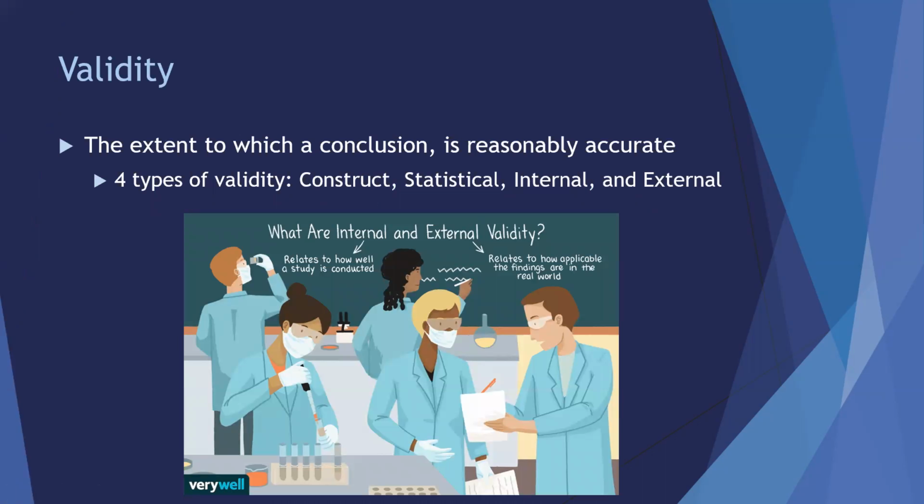Validity is the extent to which a conclusion, such as the results from your study, is reasonably accurate or approaches the truth. There are 4 types of validity discussed in your textbook, and they are construct validity, statistical validity, and then the 2 we will be focusing on today, which are internal and external validity. So, remember that validity is concerned with determining the accuracy and truthfulness of results from a research study.